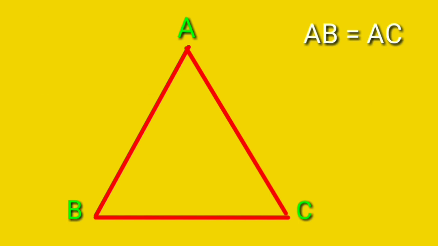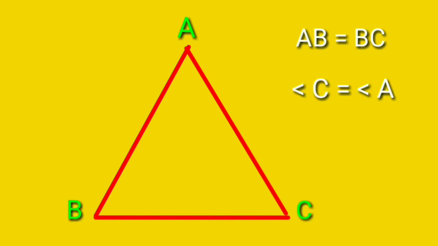Now another property. If any two sides are equal, then their opposite angles are also equal. Since AB equal to AC, their opposite angles, that is angle C equal to angle B. If AB equal to BC, then their opposite angles, angle C and angle A, are also equal. Here all the opposite angles are shown by the arrows.